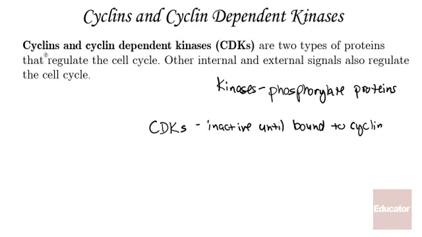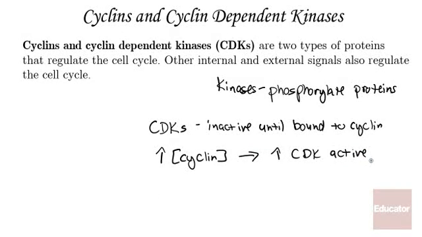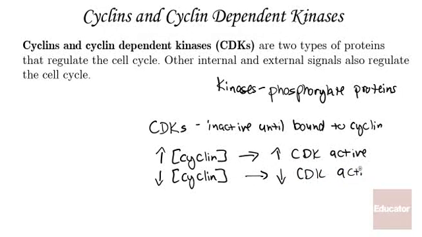Scientists have done experiments in which they've determined that when the level or concentration of cyclin increases in the cell, CDK activity also increases. So increased cyclin concentration results in increased CDK activity, which makes sense if cyclins are necessary to put CDKs in their active form. When the concentration of cyclins decreases, CDK activity decreases as well.